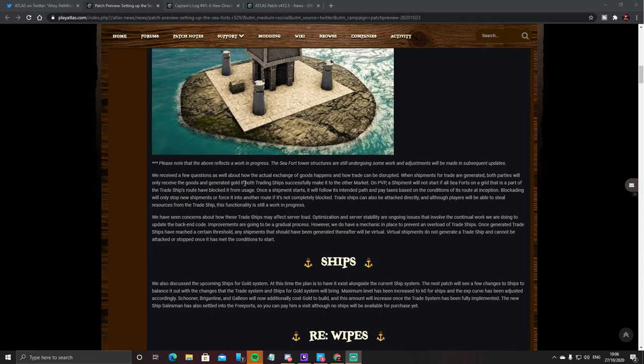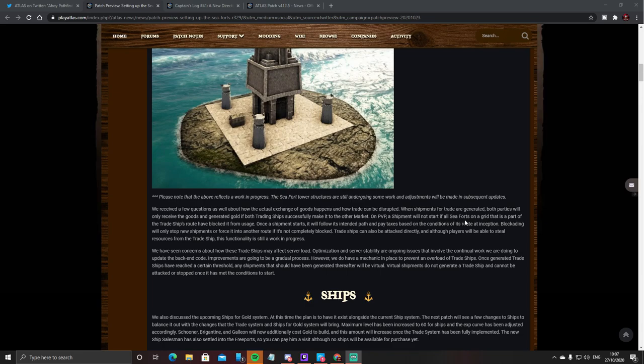We have received a few questions as well about how the actual exchange of goods happens and how trade can be disrupted. When shipments for trade are generated, both parties will only receive the goods and generated gold if both trading ships successfully make it to the other market. On PvP, a shipment will not start if all forts on a grid that is part of the trade ship's route have blocked it from usage. Once a shipment starts, it will follow its intended path and pay taxes based on the conditions of its route at inception. Blockading will only stop new shipments or force them into another route if it's not completely blocked.